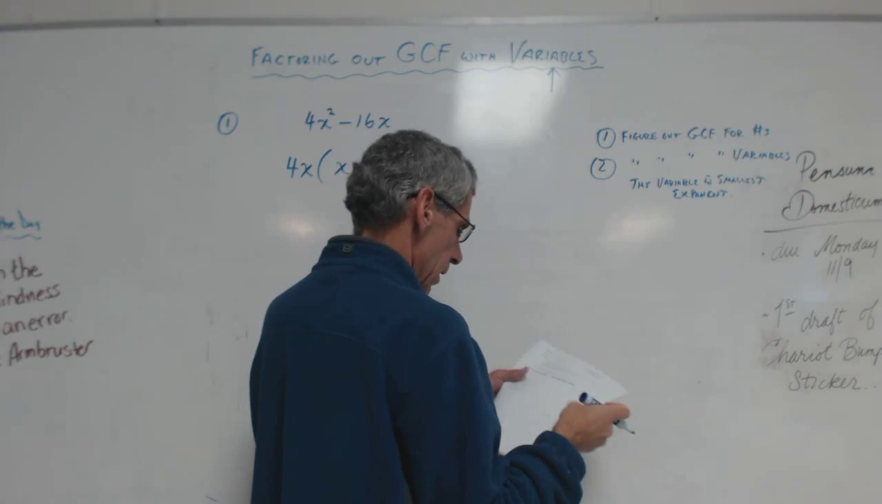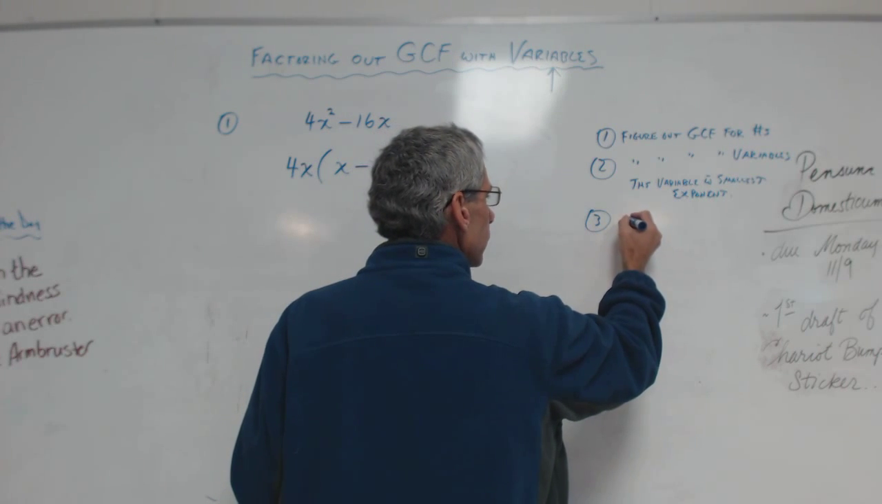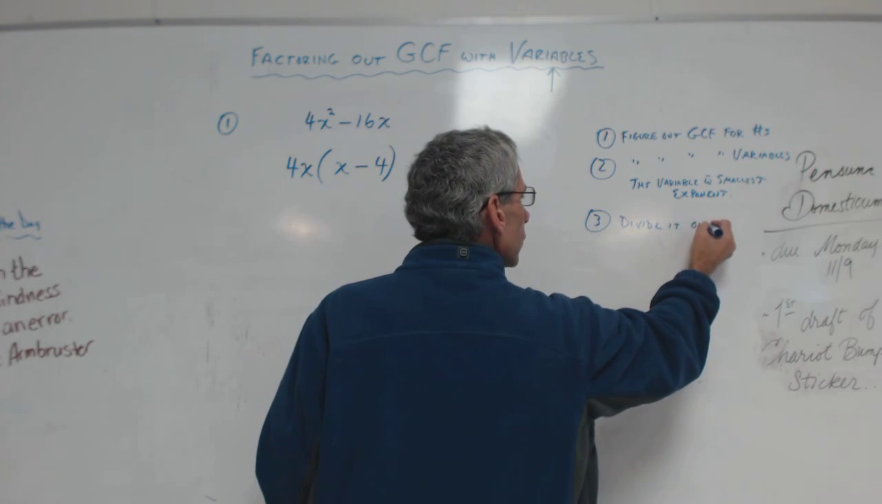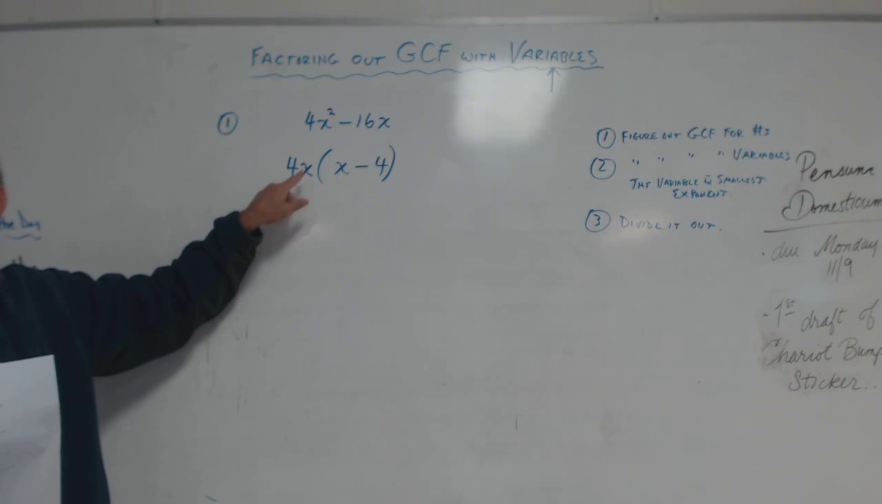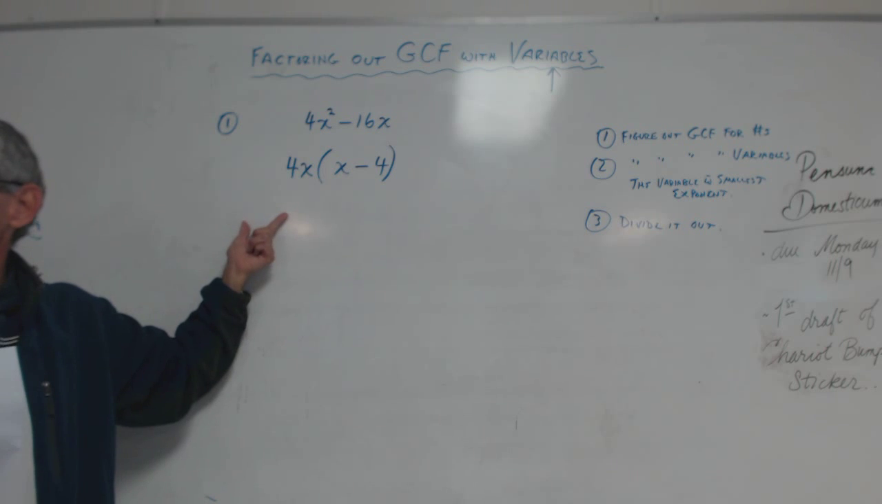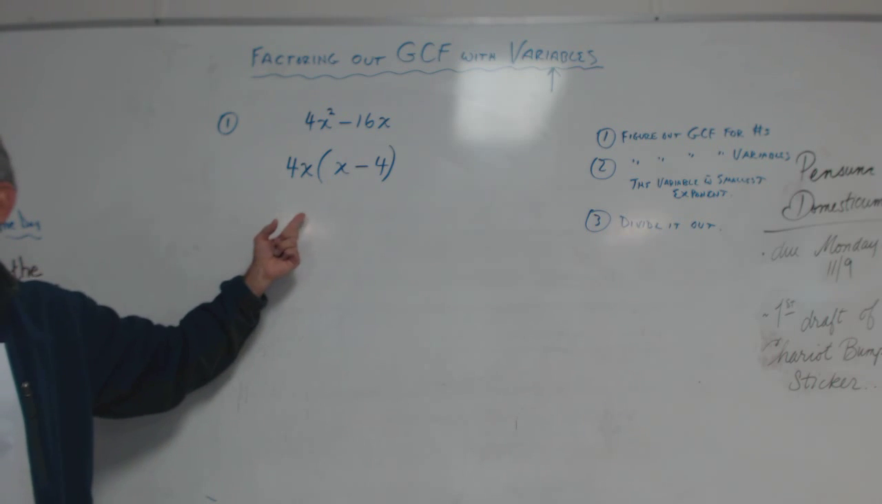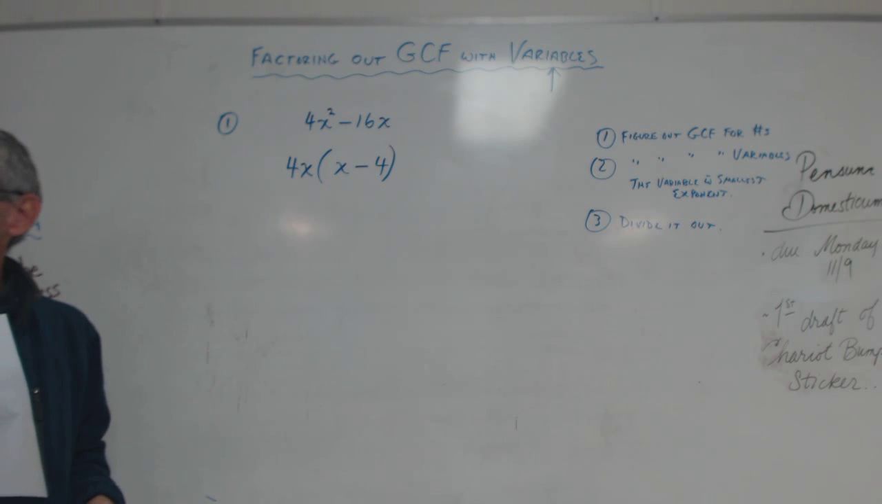Okay, the step, let's see, how do I write this? Then, step 3, divide it out. But notice when I divide it out, I do the number first and then the variable. I don't try to go 4x squared divided by 4x. I go 4 divided by 4, x squared divided by x. You know what I mean? I do it one at a time. When you do it one at a time, it's easy. Even complicated ones are really easy.